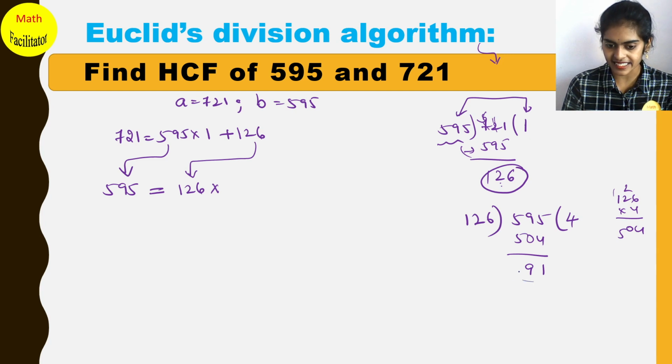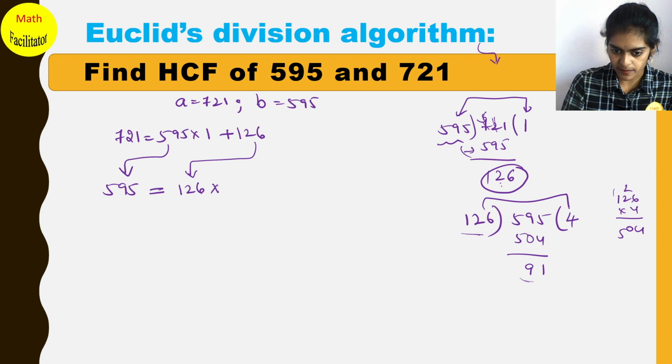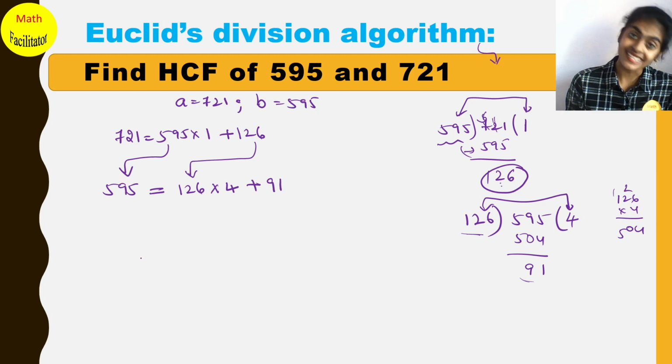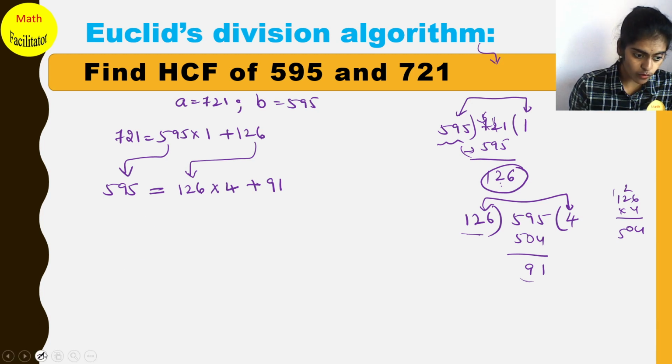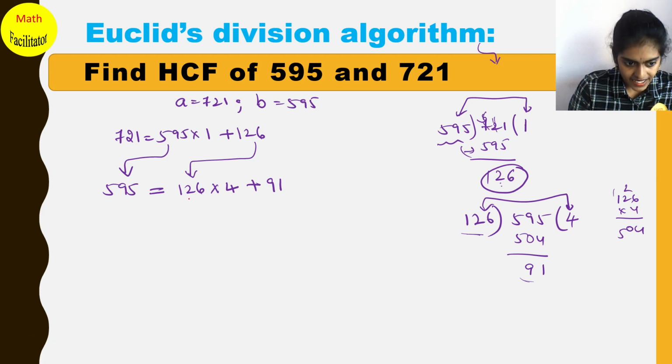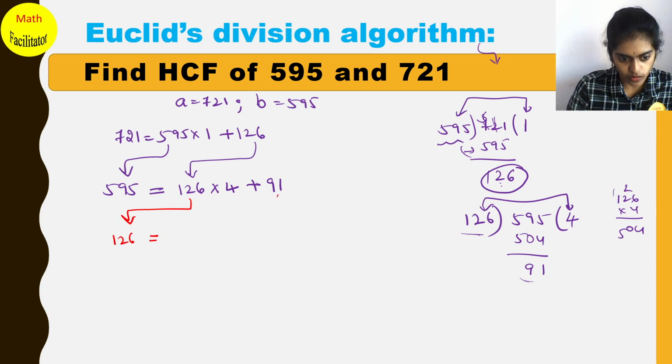Now 91 is less than my divisor, so you stop here. Multiplying these two and adding, you get 595: 126 into 4 plus my remainder 91. In the next step, what happens, beta? I take 126 as the new dividend, and this 91 is the new divisor.